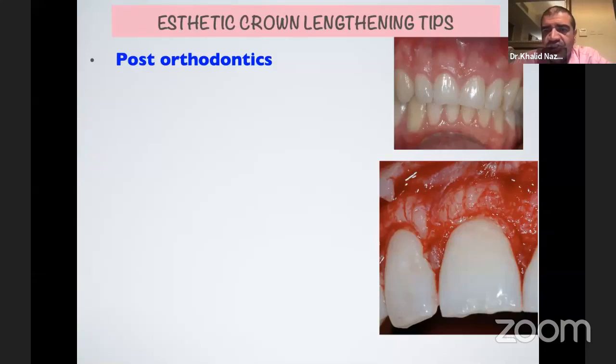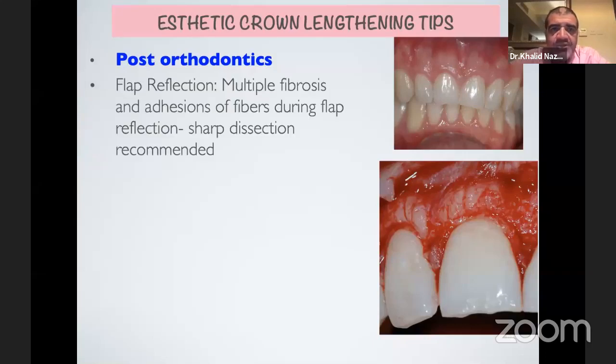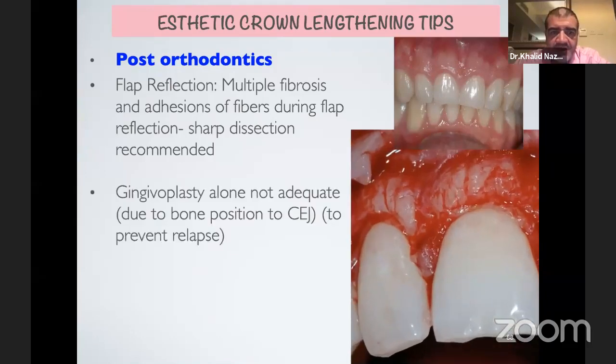Gingivoplasty, or what some people call gingivectomy, most of the time is not good enough for long-term aesthetic outcomes, and usually they end up with relapses. I find it challenging, and usually I go with sharp dissection in those cases. So don't try to rush yourself when you are reflecting a flap in a post-ortho crown lengthening.